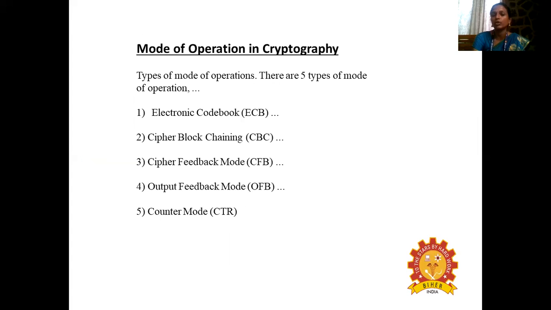Next, we are going to see modes of operation in cryptography. There are 5 types of modes of operation: electronic code book, cipher block chaining, cipher feedback mode, output feedback mode, and counter mode. First, we are going to see electronic code book mode and cipher block chaining. These two come under block mode.